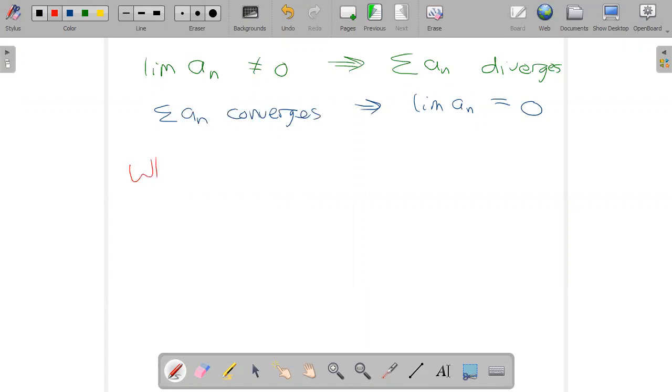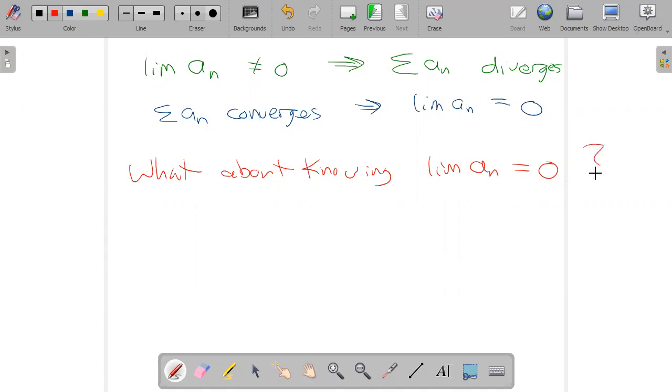Question. What about knowing that the limit of the pieces we're adding does go to zero? Do either of these theorems start with the sequences go to zero?